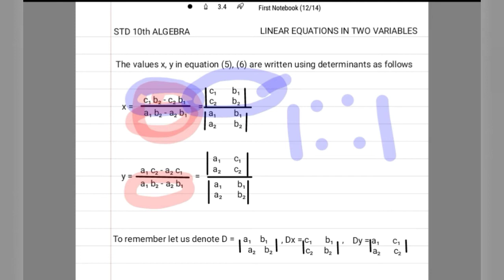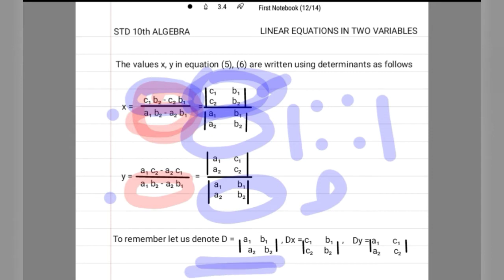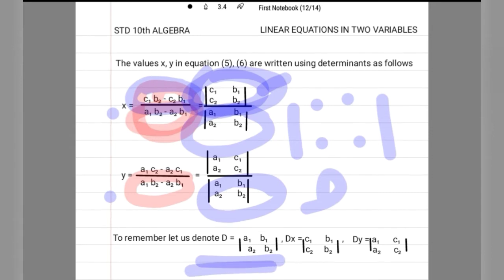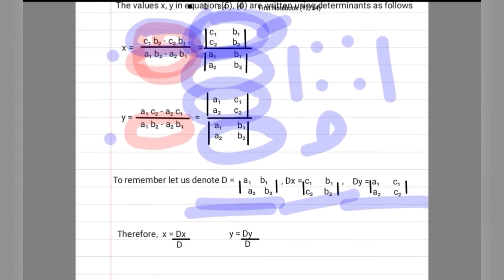In the numerator we call it dx, and the denominator is common for both the terms, that is for x and y, so we call it d. The numerator of y is called dy, and the numerator of x is called dx. Further I will tell you how to get the value of the determinant, and we will find it by solving some sums.